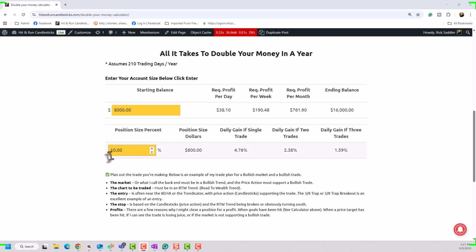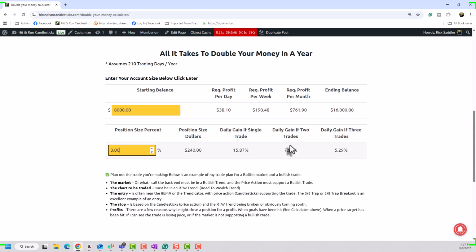And maybe you're just starting out, you're struggling. We'll lower this number to maybe 3%. You're only spending $800 per position. For a single trade, you're going to have to make 15.8% to cover your goals up here.